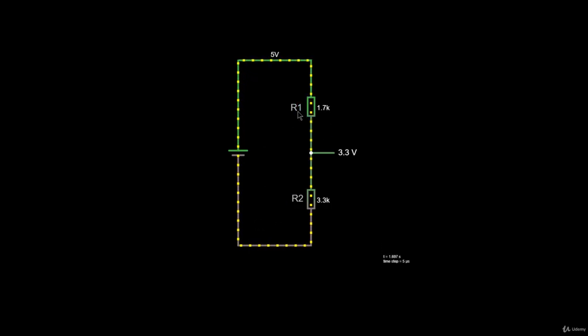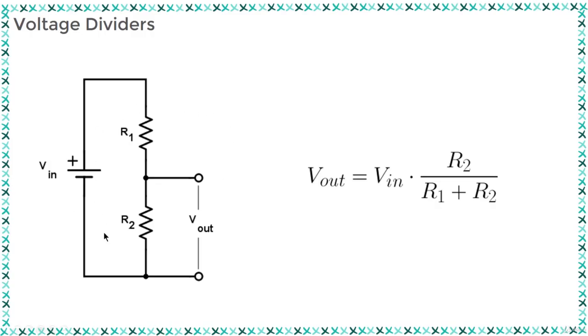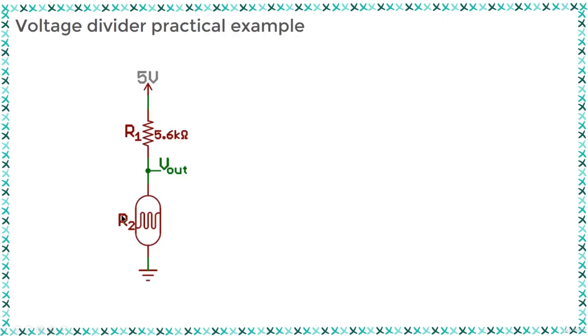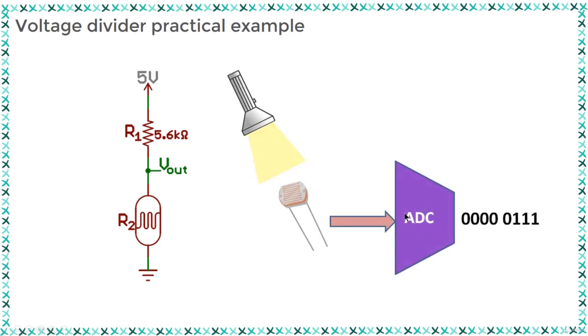So for example, if R1 is 1.7 kΩ and R2 is 3.3 kΩ, a 5 volt input voltage can be turned into 3.3 volts at the output terminal. Alright, so voltage dividers are very handy for reading resistive sensors like photocells, flex sensors, force sensitive resistors, etc. As you can see here, one half of the voltage divider is a static resistor and the other half is the sensor itself. The output voltage between the two components is connected to an analog to digital converter on a microcontroller to read the sensor's value.